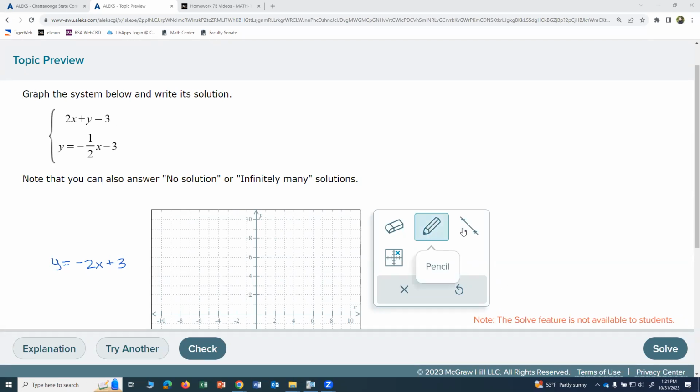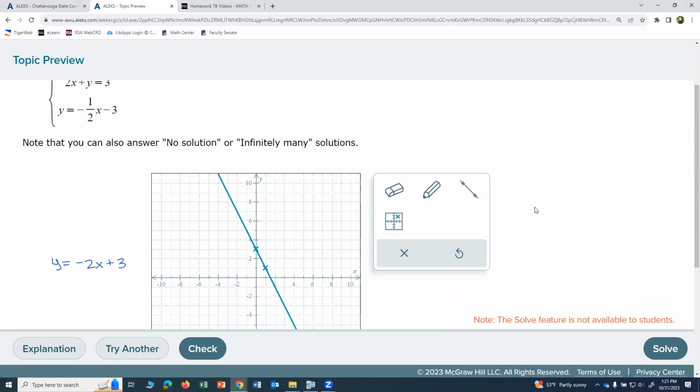So I'm going to have a y-intercept on this first one of 3. And then a slope of negative 2. A negative slope goes down and then to the right. So negative 2 goes down 2 and to the right 1. And then my other line is negative 1/2 x minus 3. So that is a y-intercept of negative 3. A slope of negative 1/2. So my rise is down 1. My run is to the right 2. And that will be my second line.